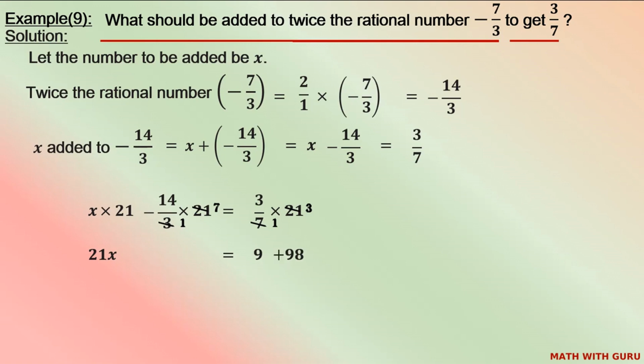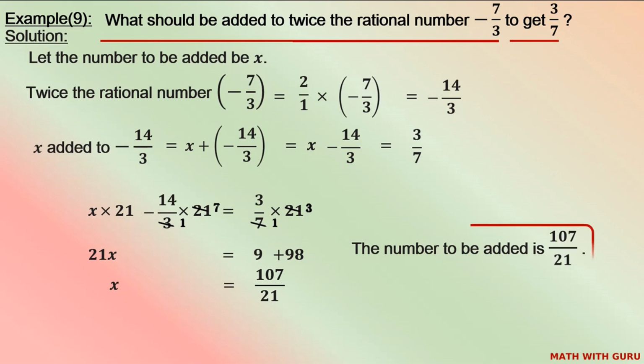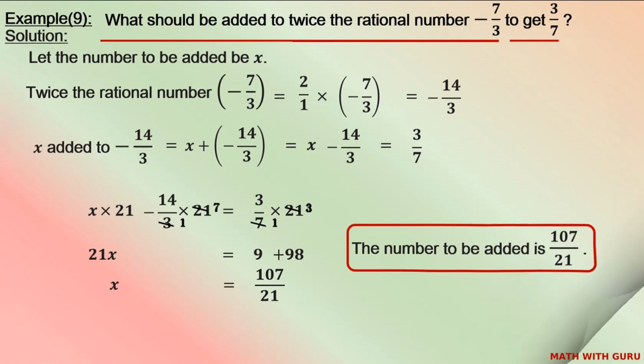Transpose minus 98 to the right hand side, it becomes positive. 21x equals 107. x equals 107 divided by 21. Therefore, the number to be added is 107 over 21. Verification is left as an exercise to the viewers.